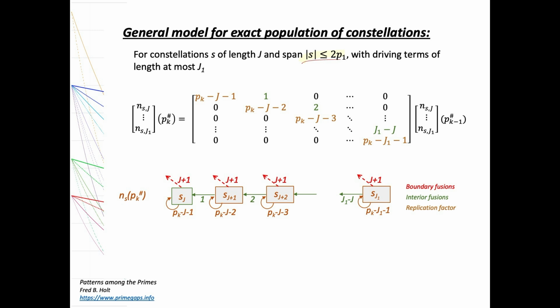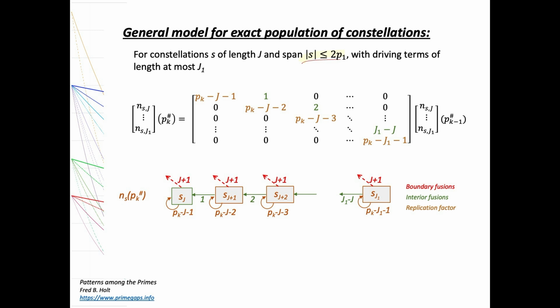To derive the exact population models for constellations, we look at constellations of length j and their driving terms up to length, say, j sub 1, and their span has to be less than that bound, 2 times the next prime from where we got our initial conditions. That bound is important because it guarantees there is at most one fusion per copy of the constellation or a driving term. The Markov model is similar to the one that we derived for gaps.